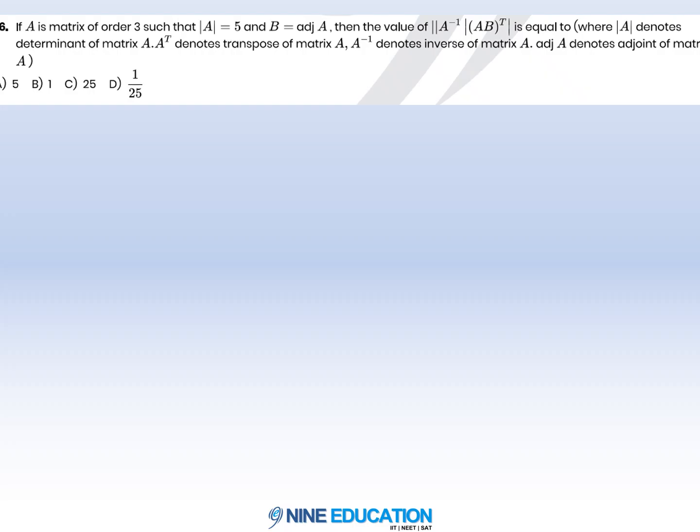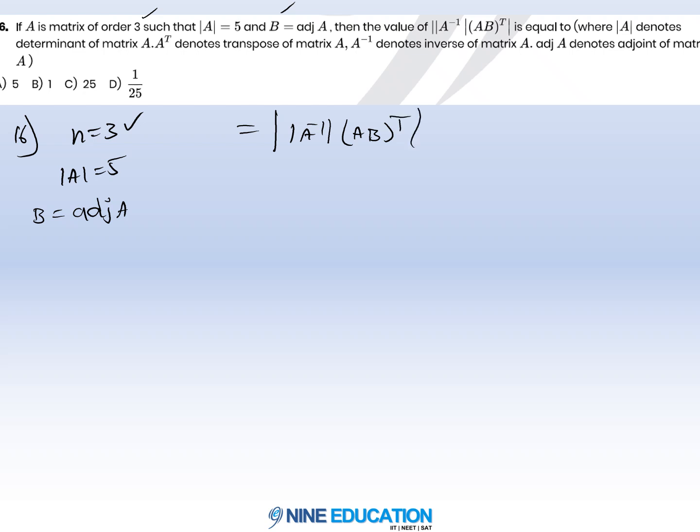Let's discuss question number 16. If a matrix A is of order 3, so n value is 3, and det A is given as 5, and B is defined as adjoint A, then we need to find the value of this expression, which is det of A inverse into AB whole transpose, right? So we have got properties. What is det of A inverse? It is 1 by det A.